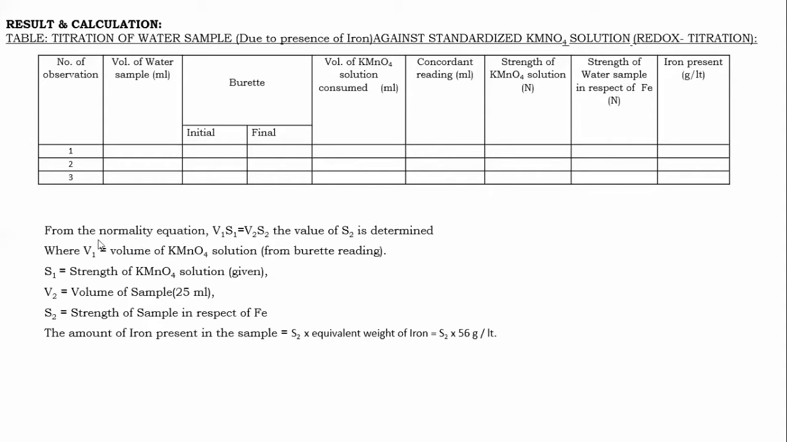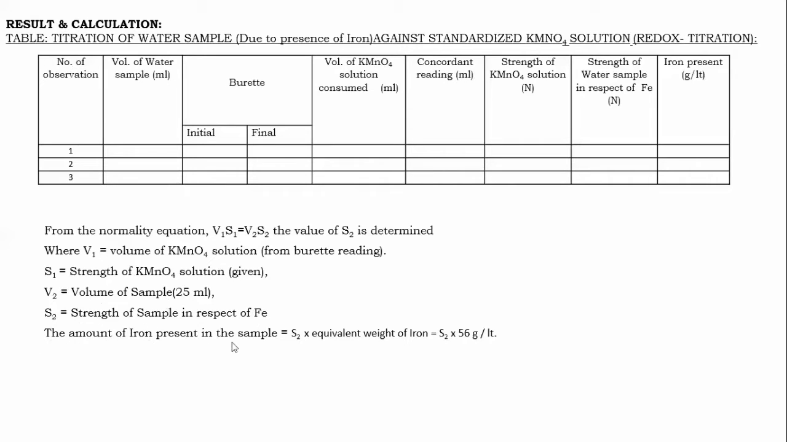So first of all, you have to use a very simple calculation using the normality equation V1 S1 = V2 S2, where S2 you have to determine. V1 is the volume of permanganate solution. From the burette reading we can find it, that is actually the concordant reading, we have to put it there. Then S1 is the strength of permanganate solution, that is given. As I told, in this experiment we are taking 0.1002 normal, and then the volume of sample, that is V2, we are taking 25 ml, and the strength of that respective iron should be determined. That means if S2 is determined, then very easily we can find out how much iron is present.